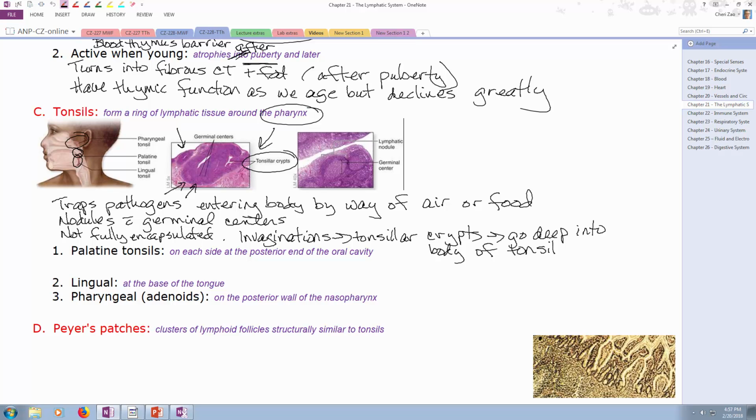So the idea was good, but the reality is not necessarily so good for some people, because if you do have chronically infected tonsils, the only way to get them taken care of is to take them out, a tonsillectomy.